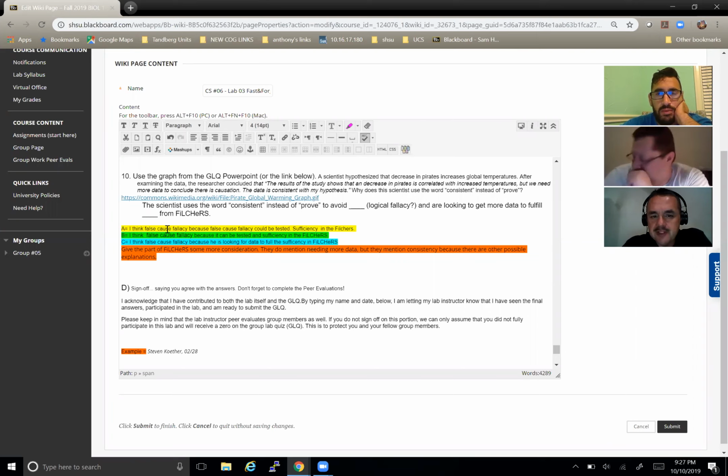I look at sufficiency, and I'm wondering. So she's got on there, do mention needing more data, but mention consistency because there are more possible explanations. So instead of sufficiency, would it be comprehensive? Of the filters, yes, on the filters, comprehensive instead of sufficiency, because comprehensive is looking at all possible factors as opposed to just being sufficient for the cause. So that may be where we screwed up, on the filter part.